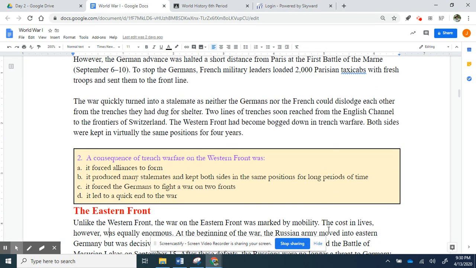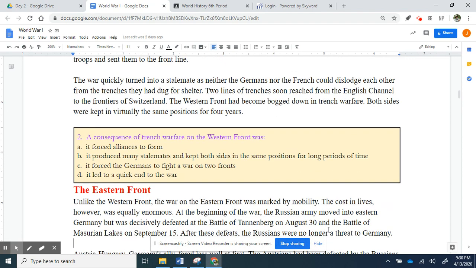For question 2, a consequence of trench warfare on the Western Front was: A, it forced alliances to form. B, it produced many stalemates and kept both sides in the same position for long periods of time. C, it forced the Germans to fight a war on two fronts. D, it led to a quick end to the war. The correct answer for number 2 is B. It produced many stalemates and kept both sides in the same positions for long periods of time.